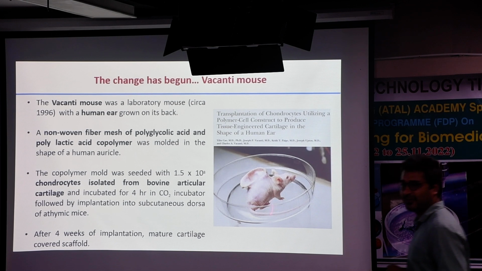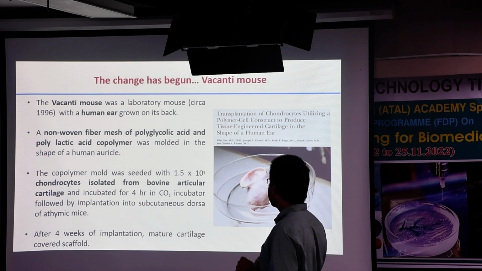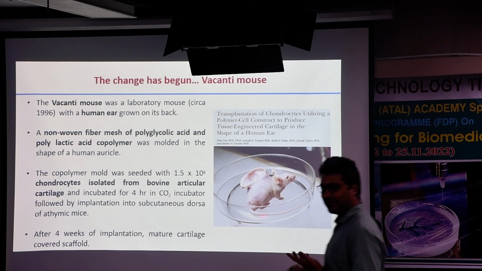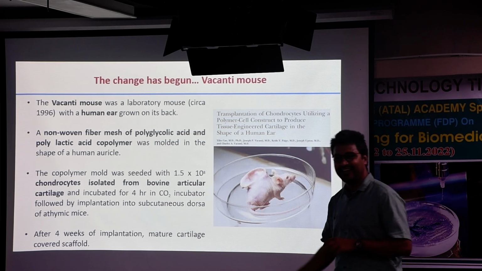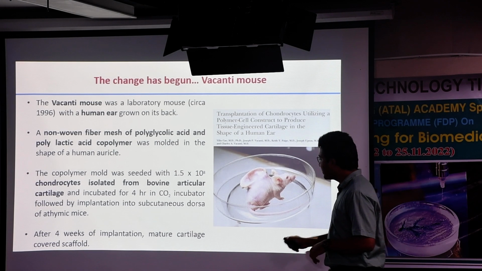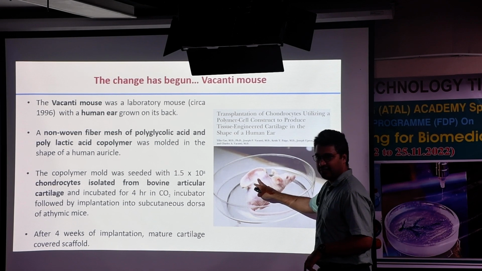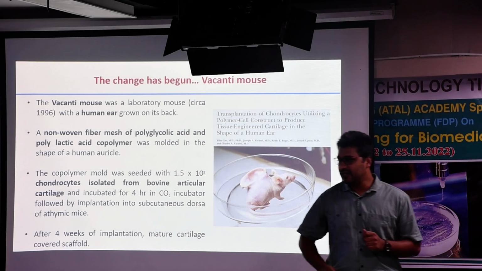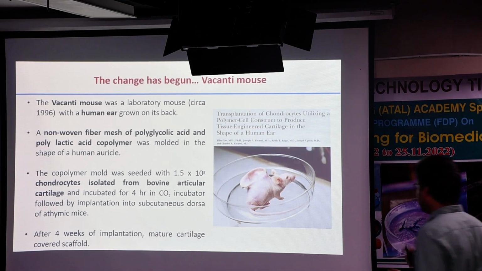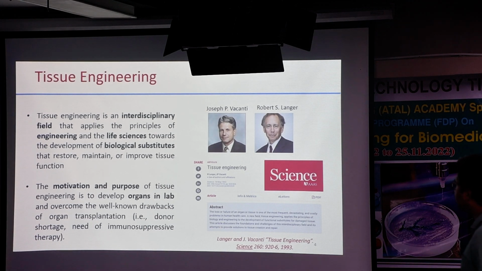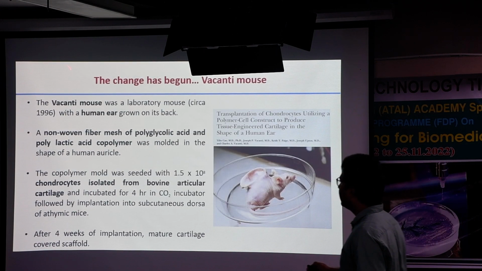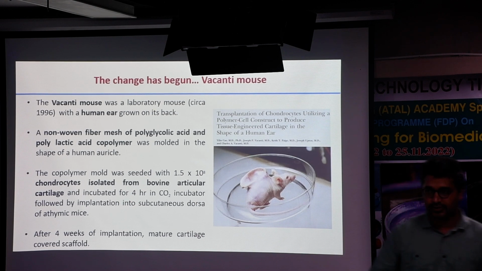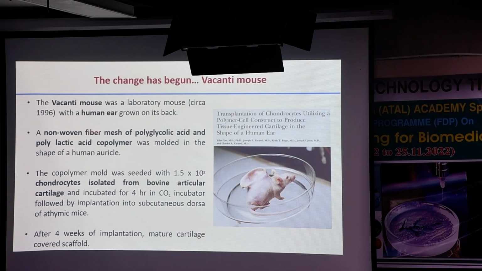What is so special about this mouse? This mouse is called the Vacanti mouse. What could you see in this image? Ear. What you have on the surface of this mouse is a human ear which is growing, and the mouse is also living. This mouse was engineered by a scientist called Joseph Vacanti, a researcher at the University of Massachusetts, and he did this in the year 1996.